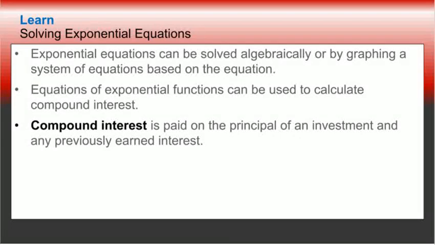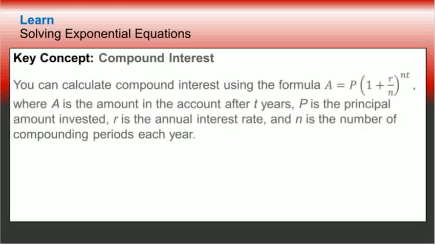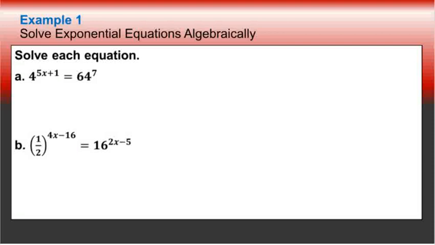Compound interest is interest paid on the principal and on what was previously earned as interest on the principal. So for compound interest, you use the formula A, the account balance, equals P, the principal amount, times 1 plus the rate divided by the number of times being compounded, raised to the n t power, with t being in years. We'll get back to that formula a little bit later today, but first let's go through solving exponential equations algebraically.